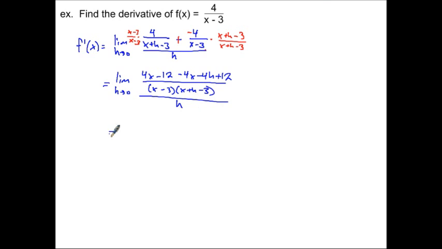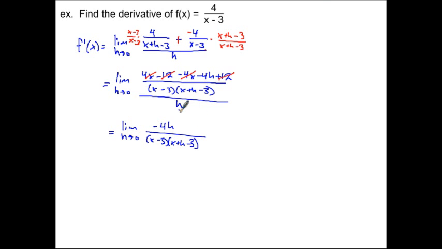Alright, so a little bit of cleanup before I get to my next step. I've got a negative 4x and a positive 4x. I've got a positive 12 and a negative 12, so a lot of nice stuff that doesn't have an h in it goes away. So coming back here, what I really have left is a negative 4h on top of that fairly icky denominator, x minus 3, x plus h minus 3.